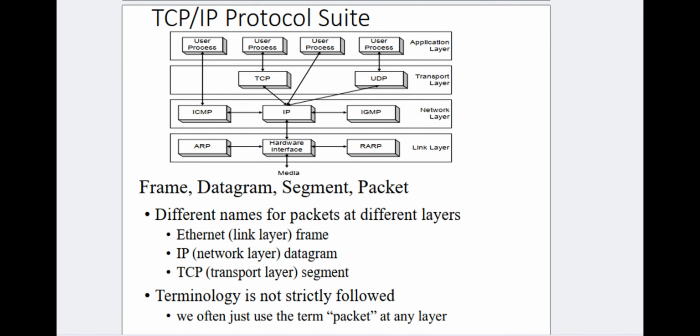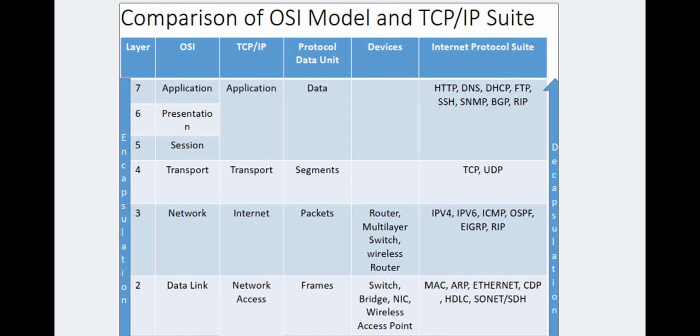In the TCP/IP protocol suite, packets have different names at different layers: Ethernet, link layer, frame; IP, network layer, datagram; TCP, transport layer, segment. Terminology is not strictly followed. We often just use the term packet at any layer: frame, datagram, segment, packet.